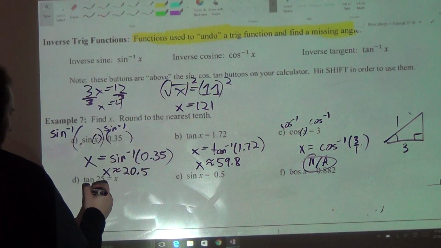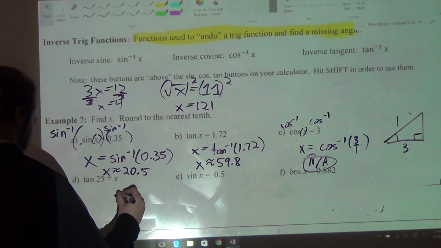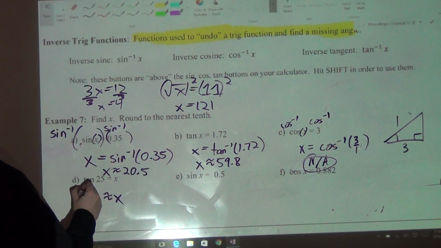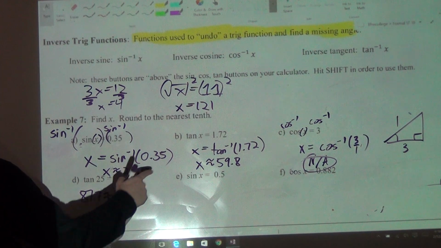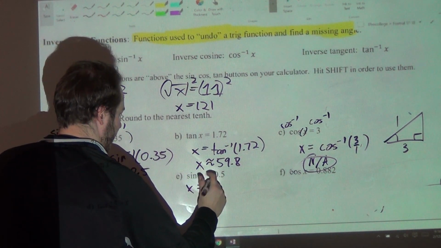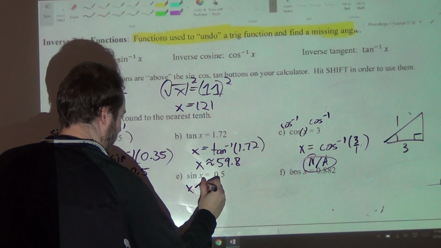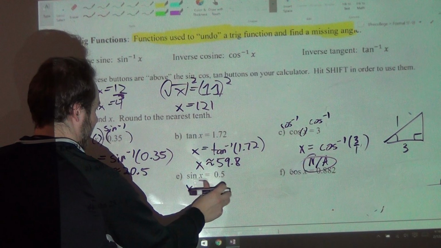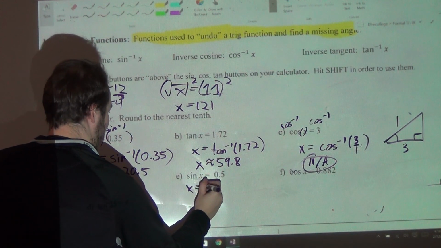Go ahead. Tan inverse of 25, please. 87.7. Sine inverse of 0.5. 30. Yep. We like that number. So it's exactly 30. We will not put that it's approximately. We'll say it's exactly 30.